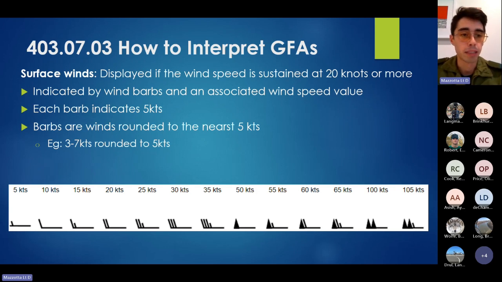So each barb represents about 5 knots of wind, and they're going to be also rounded up to the nearest 5. If you see a triangle on the wind barb, that means it's 50 knots of wind, which is quite a lot. Although not very common, I have seen them, so they do exist. They're not just placing that here just because. It does happen, especially in the prairies.